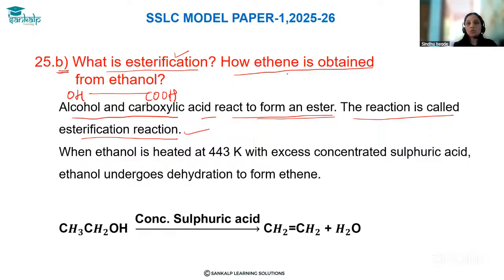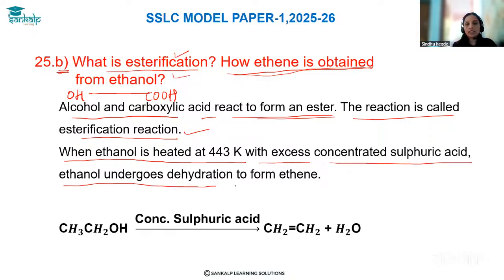Then how is ethene obtained from ethanol? When ethanol is heated at 443 Kelvin with excess concentrated sulfuric acid, ethanol undergoes dehydration to form ethene. This is the process of obtaining ethene from ethanol.